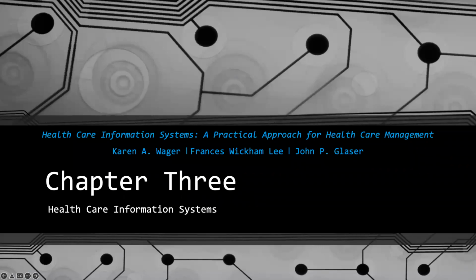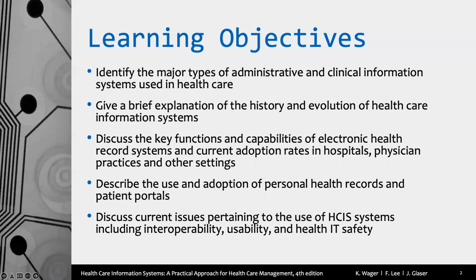In chapter 3, we'll start to talk about healthcare information systems, or HCIS, is typically the acronym that we'll pair with that. So we'll start to talk about the difference between and the types of administrative versus clinical information systems. We'll talk briefly about the evolution, what we expect those systems to do. Talk about a fairly recent advancement around the use of personal health records, or PHRs, and then also patient portals, and then again revisit things like interoperability.